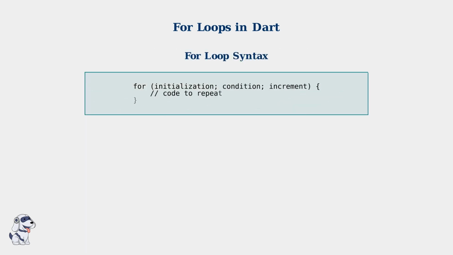Loops are fundamental programming constructs that allow us to repeat blocks of code multiple times. Instead of writing the same code over and over, we can use loops to make our programs more efficient and concise. The for loop is used when you know exactly how many times you want to repeat a block of code. It has a specific structure with three main components: initialization, condition, and increment.